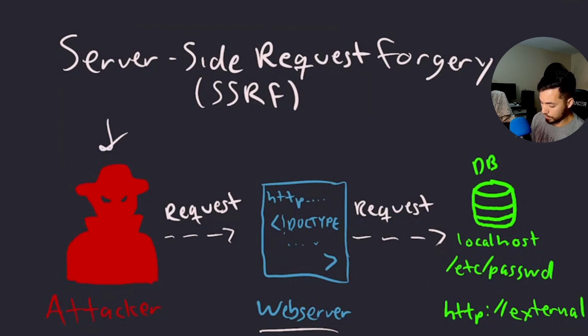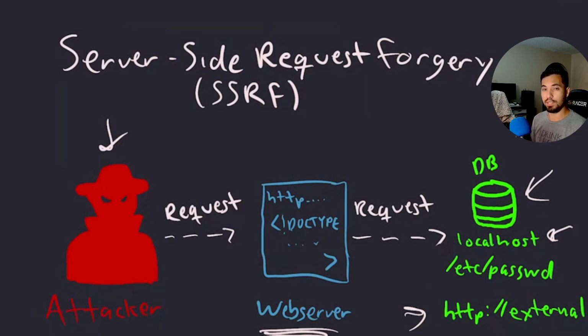And he submits a request to the web server right here. Now, that web server is actually going to forward that request, and that request is either going to pull something from a database, something else within the local host, for example, maybe a password dump, or maybe even pulling something from an external website, as we mentioned earlier. And it may seem a little daunting and it may seem a little complex, but it's actually a lot easier and a lot simpler than you think.